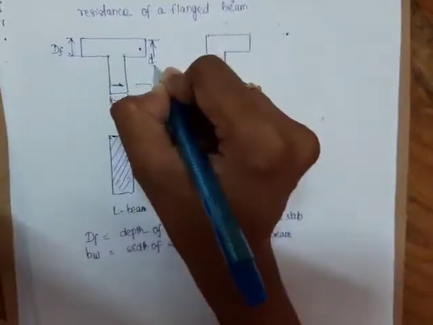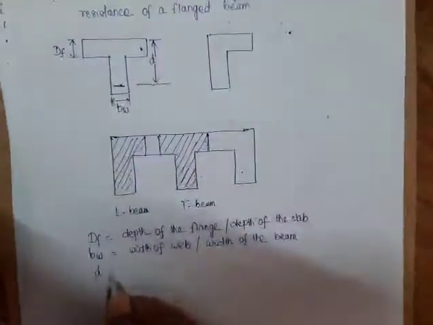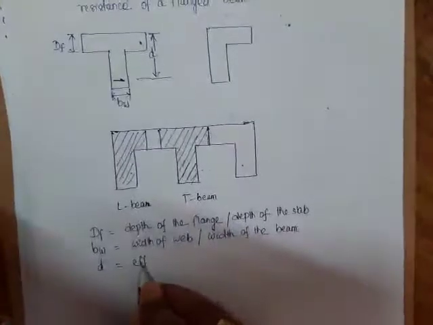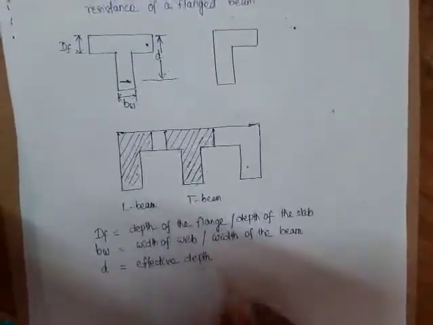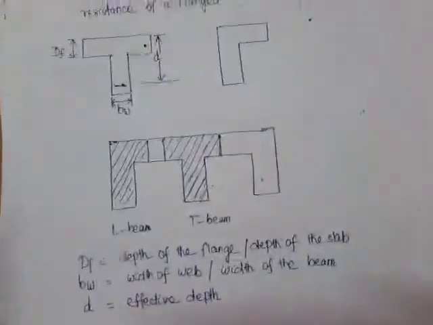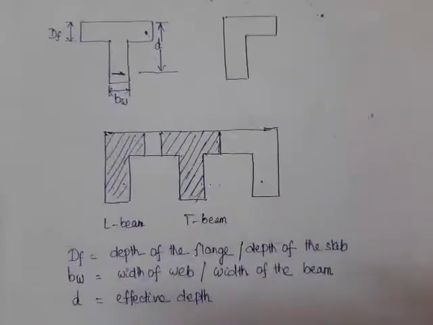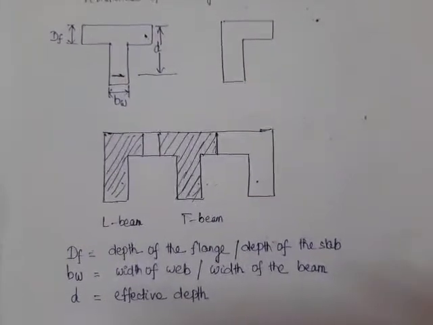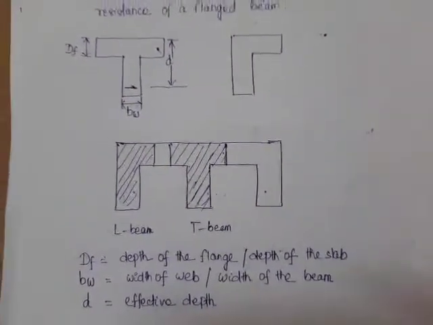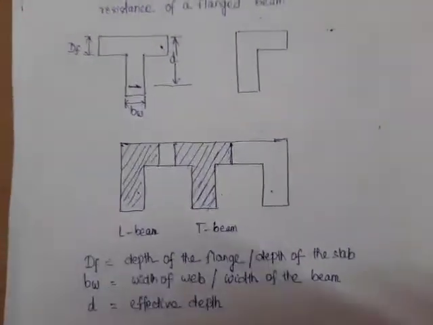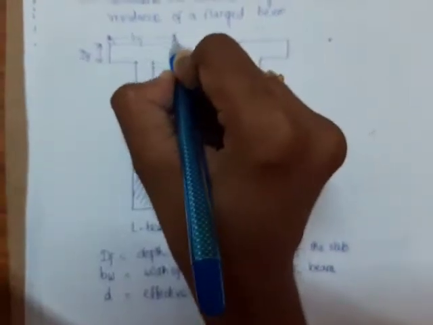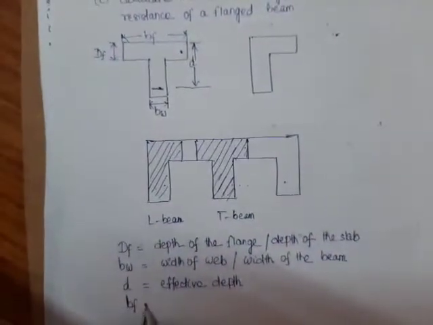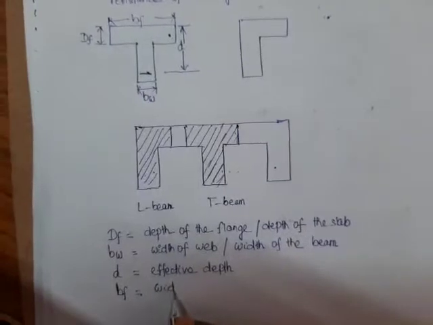And this is the small d, which is your effective depth, that is from the top of the compression fiber to the centroid of the tensile reinforcement. Next parameter is the width of the flange, and this is denoted as bf.